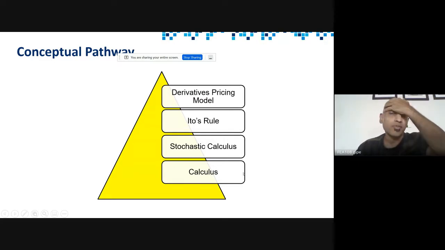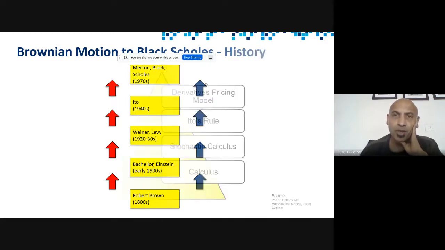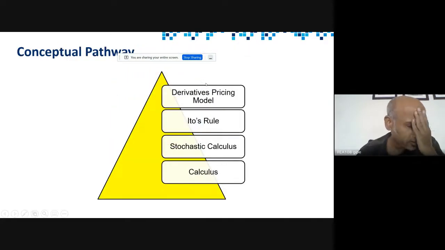And then based on all of this, there is a derivatives pricing model, the Black and Scholes derivatives pricing model. That is what is reflected in this slide. Robert Brown was credited with the term Brownian motion, but it really started from Bachelier and Wiener, and then it went to Ito, and then it went to Merton, Black and Scholes. Everybody clear till here? Yes, sir, clear.